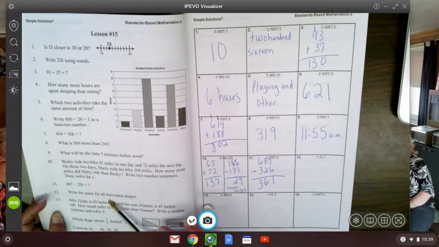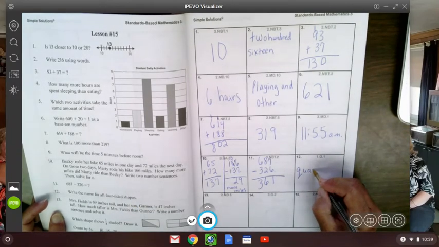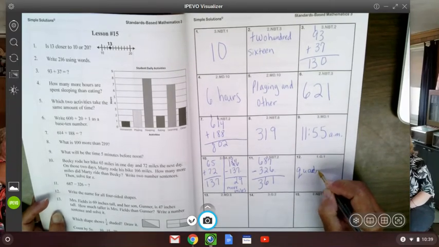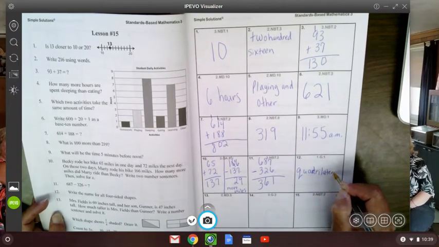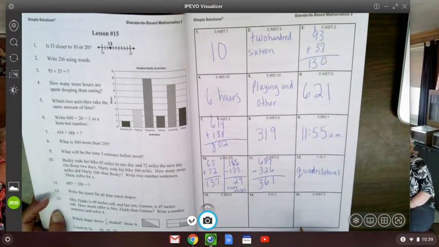12. Write the name of all 4 sided shapes. We've done this a bunch of times. Spell it right. Quadrilateral. Put it on pause and spell it right, please.